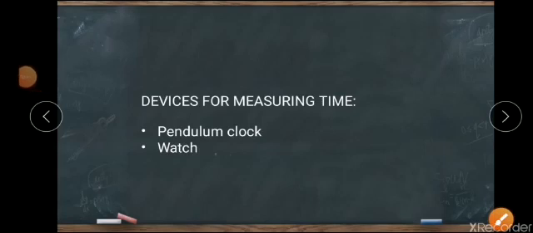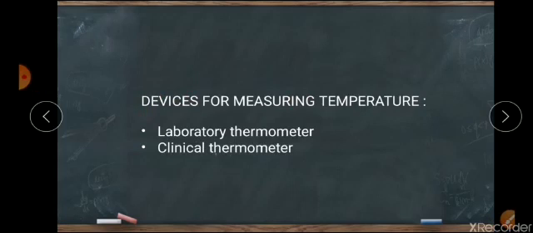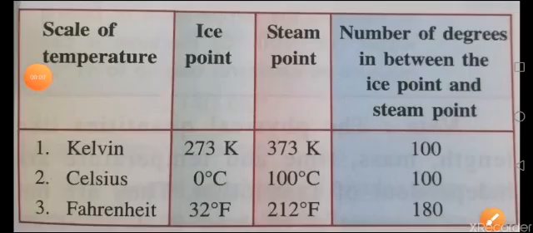Now, hope you have understood about the pendulum, clock and watch. Let's now move on to devices for measuring temperature. There mainly includes the device you have already learned. Thermometer is the device used for measuring temperature, and the thermometer is mainly of two types: laboratory thermometer and clinical thermometer. Now, before going into the laboratory thermometer and clinical thermometer, let us just revise the three scales of temperature. Then it will be easy for you to understand the thermometers.